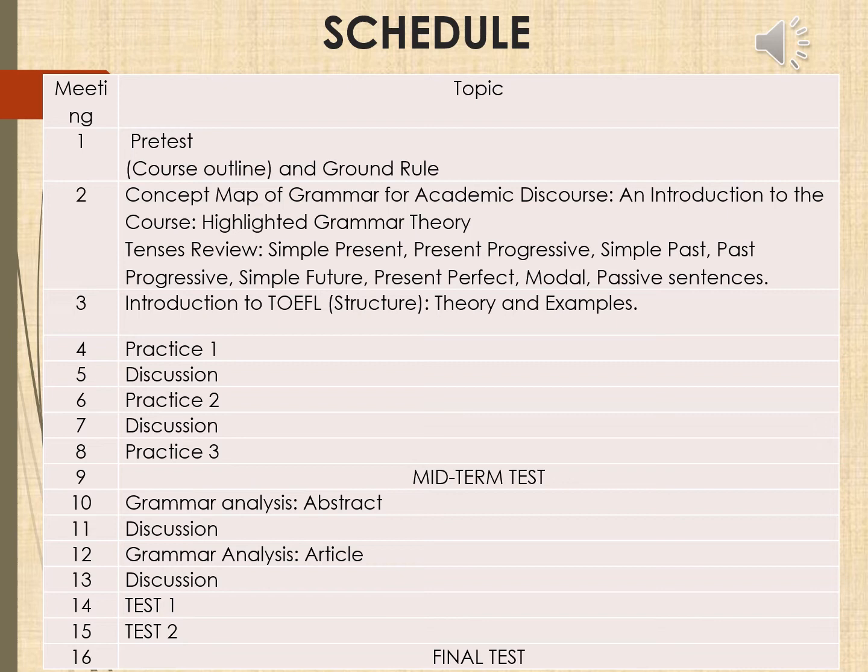And please pay attention to the schedule of our class during this semester. Because it has 2 credits, we have 16 meetings in total, including the midterm and final tests. The first meeting is about the pre-test. Actually, today is our first meeting. Besides explaining the course outline and the ground rules, I will also give the pre-test right after.